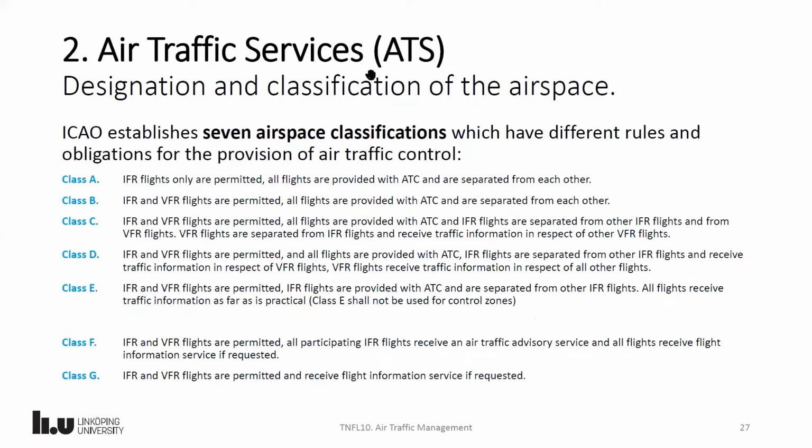So next we have a classification of the airspace. Depending on whether the rules are more severe or less severe, we have different classifications. ICAO has 7 classifications going from A to G. And this is the more restricted one.